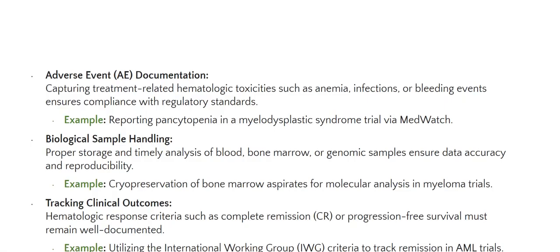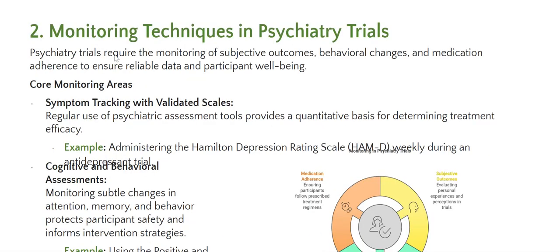The monitoring techniques in psychiatric trials. Psychiatric trials require the monitoring of subjective outcomes, behavioral changes, and medication adherence to ensure data reliability and participant well-being. So the core monitoring areas: symptom tracking with validated scales. Regular use of psychiatric assessment tools provides a quantitative basis for determining treatment efficacy, for example, administering the Hamilton Depression Rating Scale (HAM-D) weekly during an antidepressant trial.